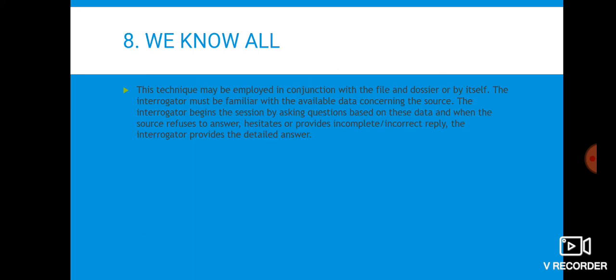Number 8, the file and dossier interrogation technique. This technique may be employed in conjunction with the file and dossier or by itself. The interrogator must be familiar with the available data concerning the source. The interrogator begins the session by asking questions based on this data, and when the source refuses to answer, hesitates, or provides an incorrect reply, the interrogator provides the detailed answer.